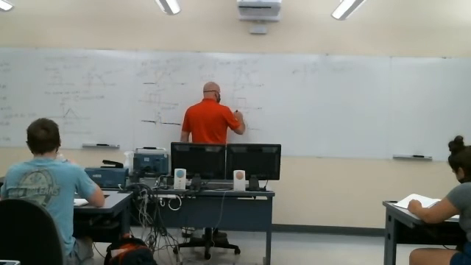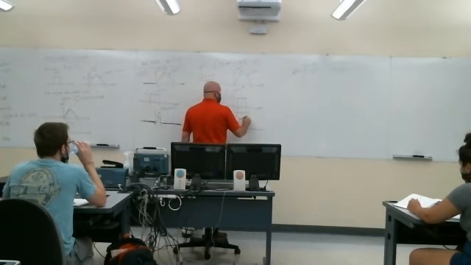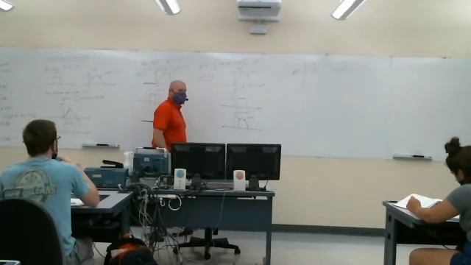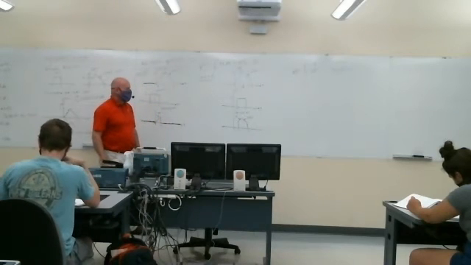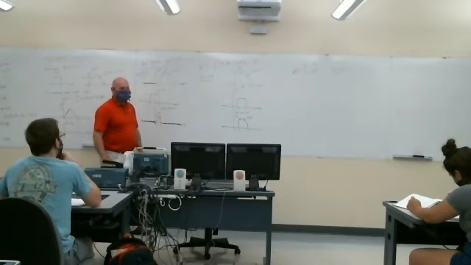The equation here would be 4 tau. This equation would be 4 times 2 minus tau. Questions there?